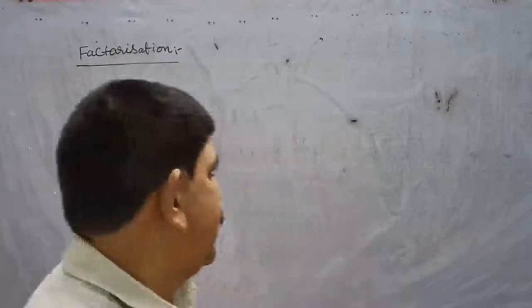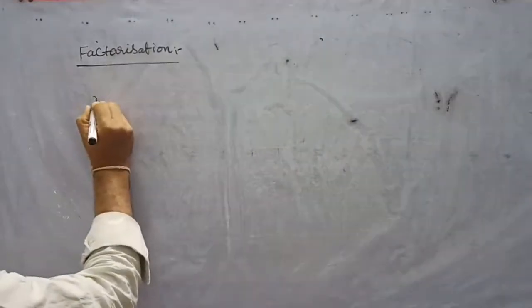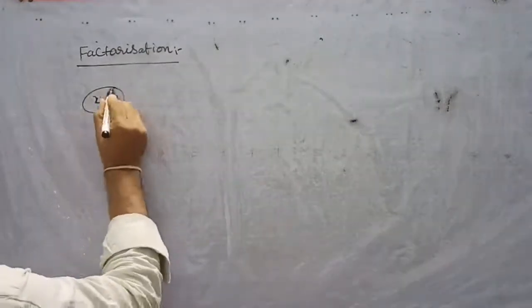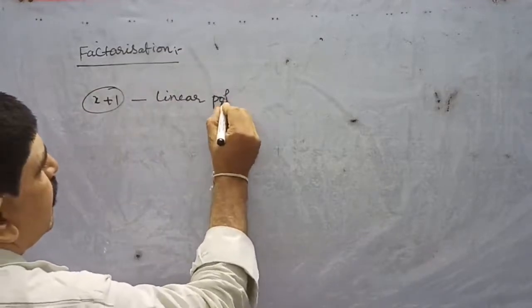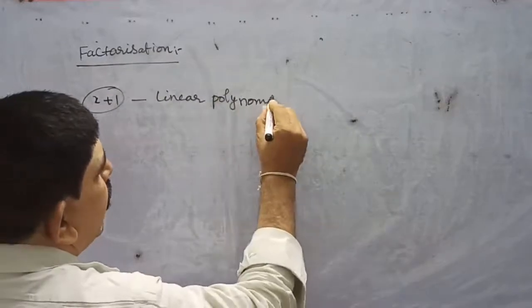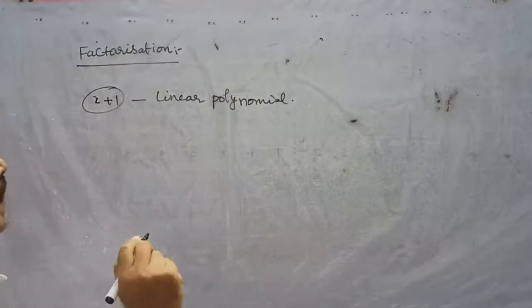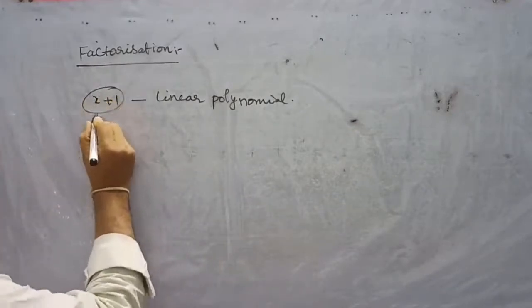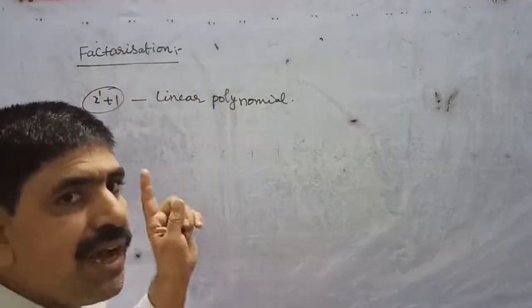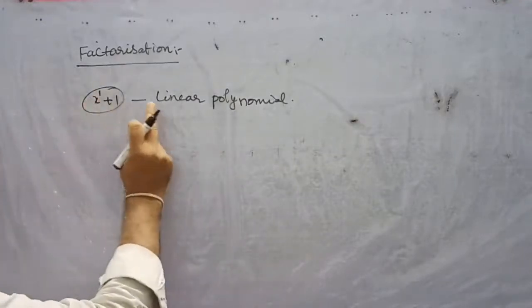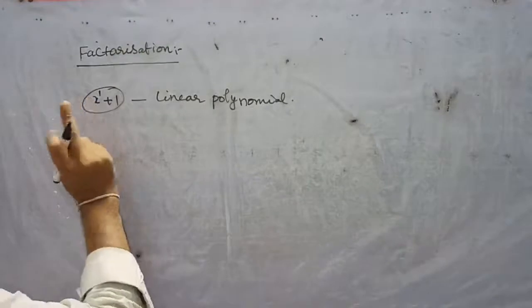Suppose x plus 1. What is x plus 1? It is a linear polynomial. So for a linear polynomial, how many factors will be there? Only 1. Why? Here x power is 1. The number of factors depends on the degree of the given polynomial. Here the degree of the polynomial is 1. Therefore, the number of factors is 1.